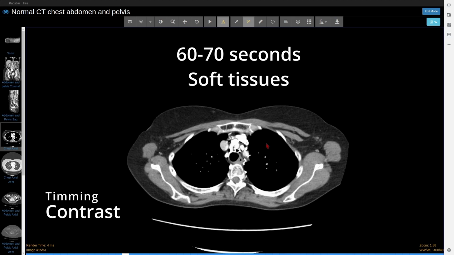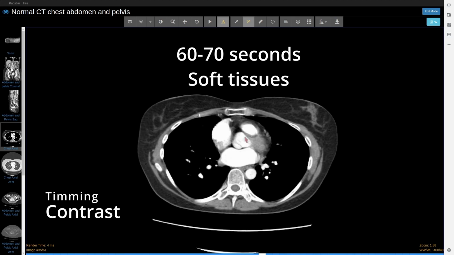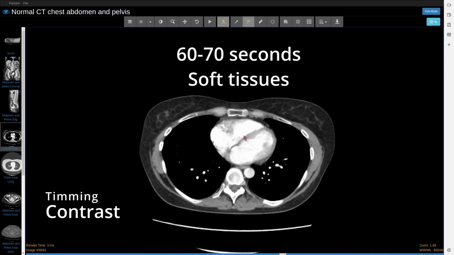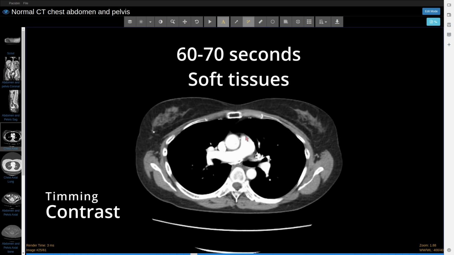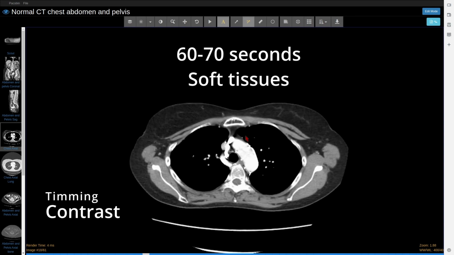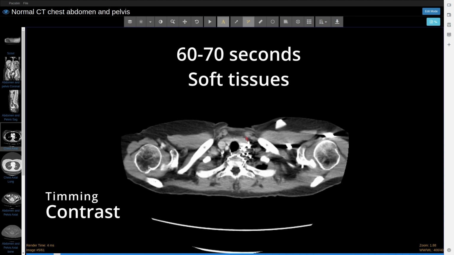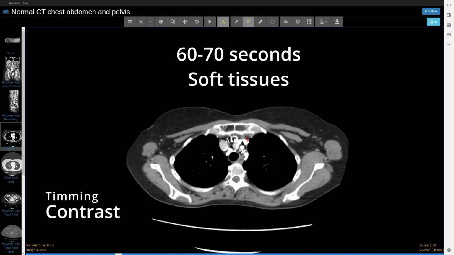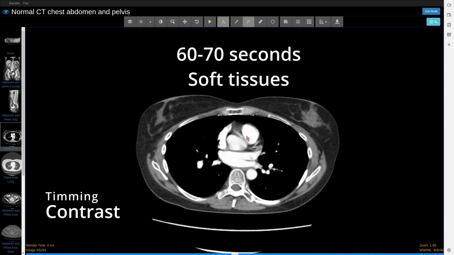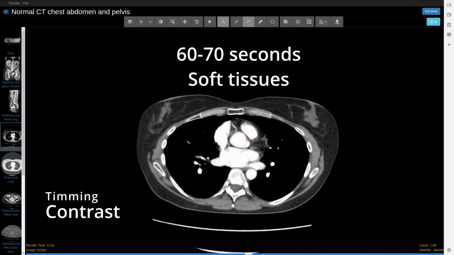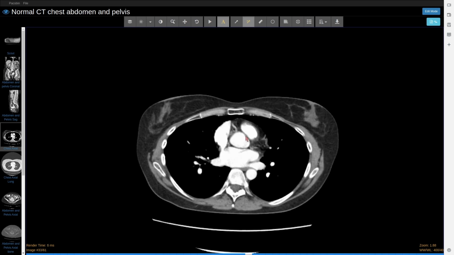Late imaging. If we wait even longer, around 60 to 70 seconds after injection, the contrast will distribute further, resulting in optimal enhancement of soft tissues. This is the routine contrast enhanced CT of the chest, commonly performed for comprehensive assessment. And that is the contrast enhanced CT that we will be going over today. Starting with the anatomy.